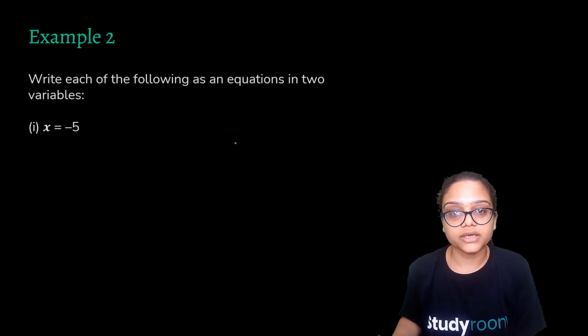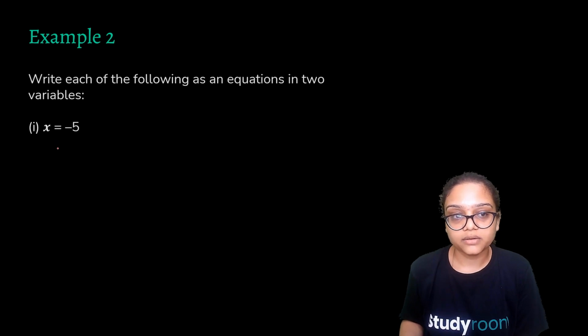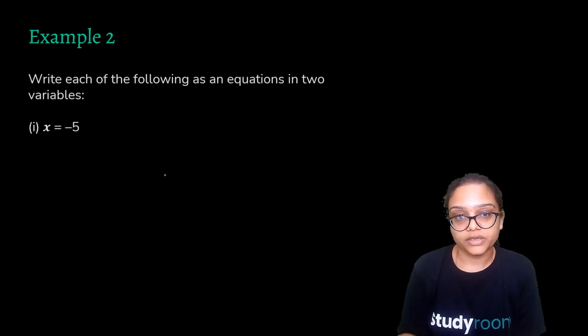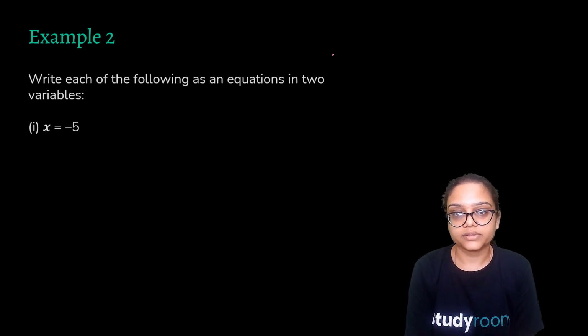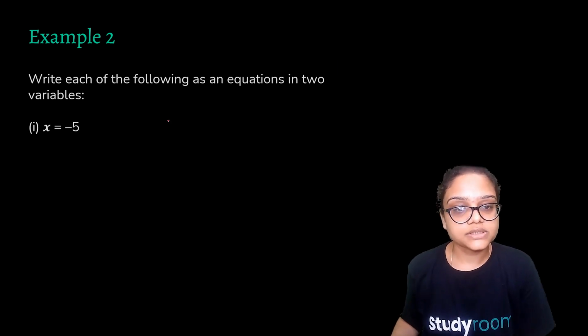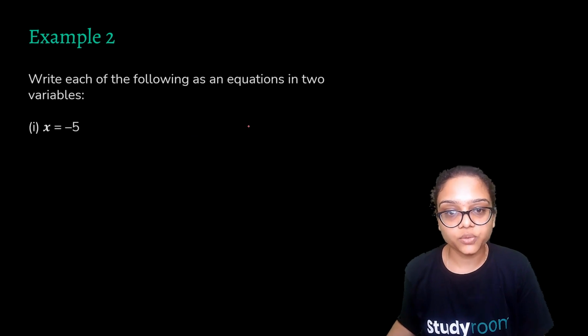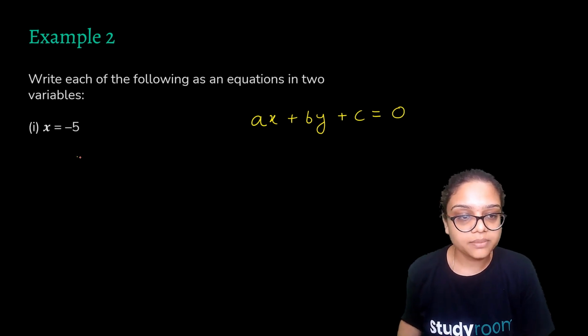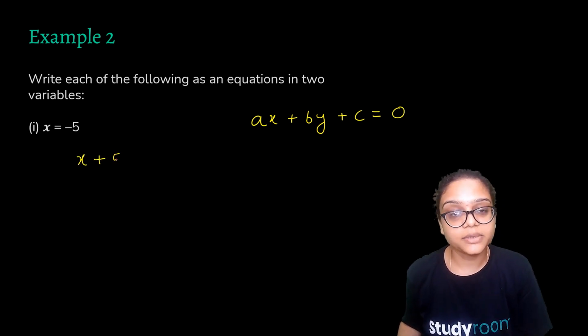Write each of the following equations in two variables. In this question you have to write the equation in two variables. Let's see how to do that. In order to solve such a question, the first thing you need to write is the commonly used equation. This is the standard equation of a linear equation in two variables. Now we just need to convert this to this. Firstly make one side 0, similar to the previous questions.